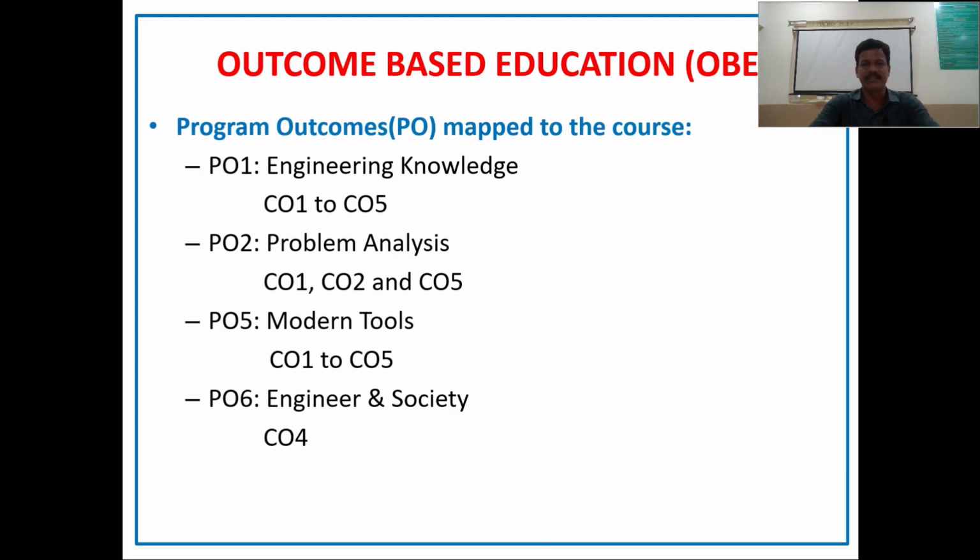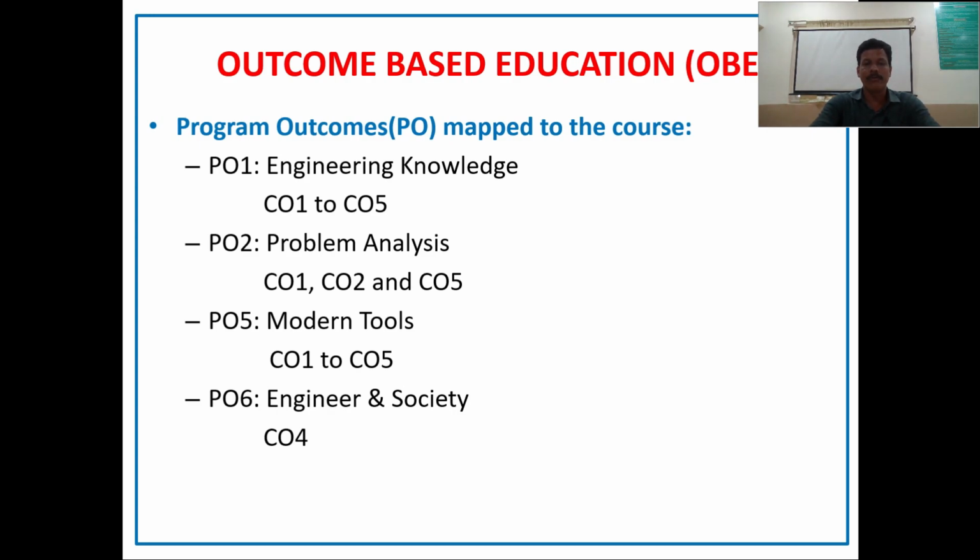Coming to outcome-based education, as we know, there are 12 program outcomes where all courses are covered under these 12 program outcomes, and we have chosen 4 POs for the signals and systems course. The first PO is engineering knowledge. Almost all course outcomes are dealt with under engineering knowledge. The second PO is problem analysis. Here CO1, CO2 and CO5 are considered under problem analysis.